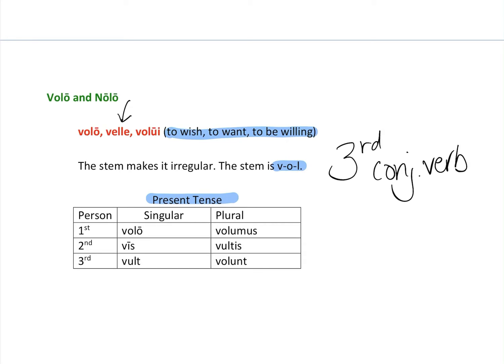I've given you the present tense forms here, and what I want you to do is copy them down now in your book, and then I want you to complete the imperfect, the future, any other tenses that you've learned already, not forgetting this is third conjugation, and then you'll have them in your book when you need them.